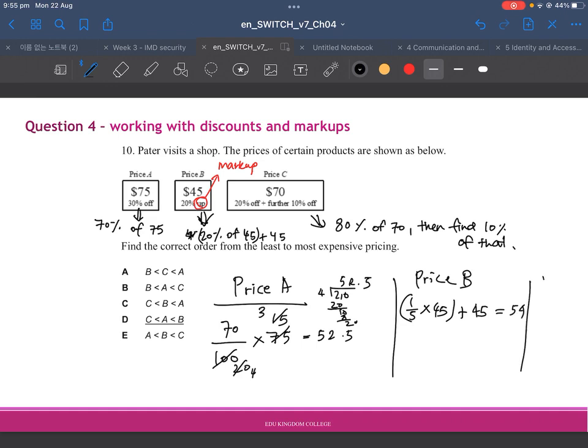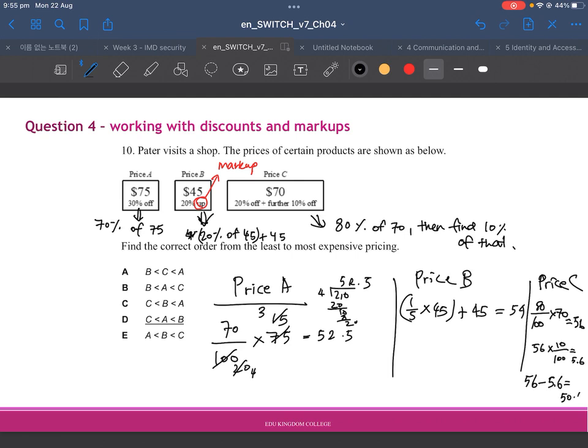Now price C, let's have a look. 80% of 70, what is that? 80 over 100 times 70, yes. What do we get? We get 56. Then 10% of that, 10% of 56 is 5.6. But since it's 10% off of 56, we do 56 minus 5.6, okay? So we do that, we get 50.4.